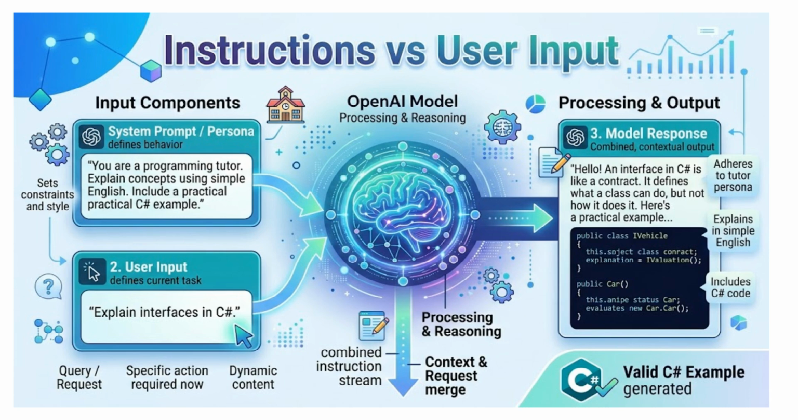So remember the difference. Instructions define the overall behavior. User input defines what we want the model to do right now. This separation helps us create more consistent and controlled AI applications.